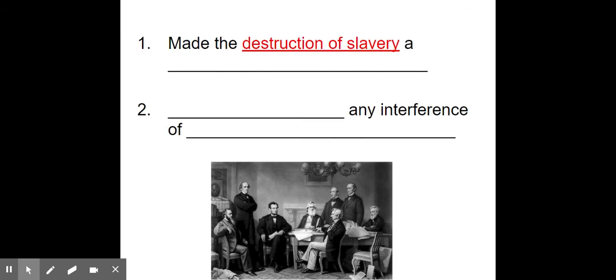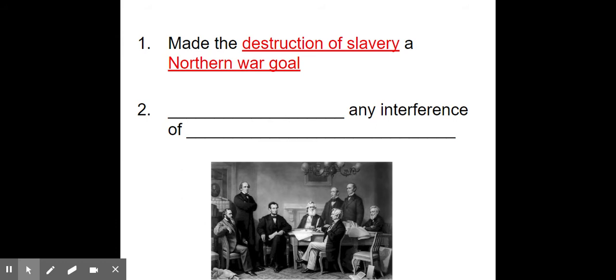All right. Number one, it makes the destruction of slavery a Northern war goal. Okay. It is very, very symbolic, give a higher moral purpose. Now the war is not just about preserving the Union, it's about ending slavery. Okay. Now it's not going to happen overnight, but Lincoln is committed to ending slavery. So it gives the war that higher moral purpose.